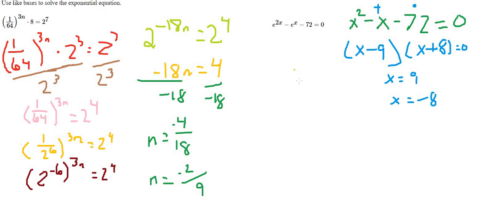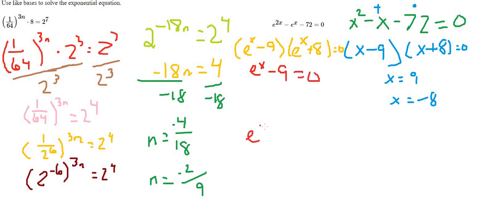It's going to be the same idea here. So instead of the x, we're going to have e to the x power minus 9, then e to the x plus 8 is going to equal 0. And when we solve both of them, that's just doing e to the x minus 9 equals 0, and e to the x plus 8 equals 0. So the top one, I would add 9 to both sides. That's going to give us e to the x equals 9. And the bottom one, e to the x equals negative 8.